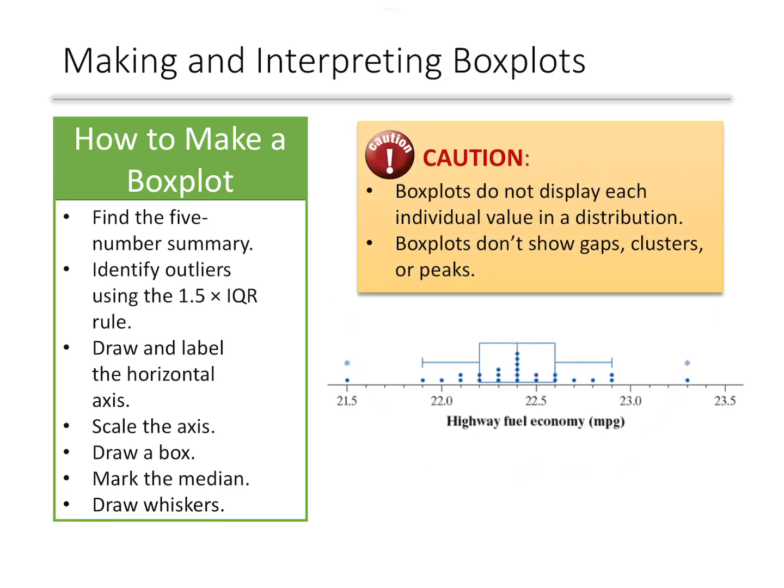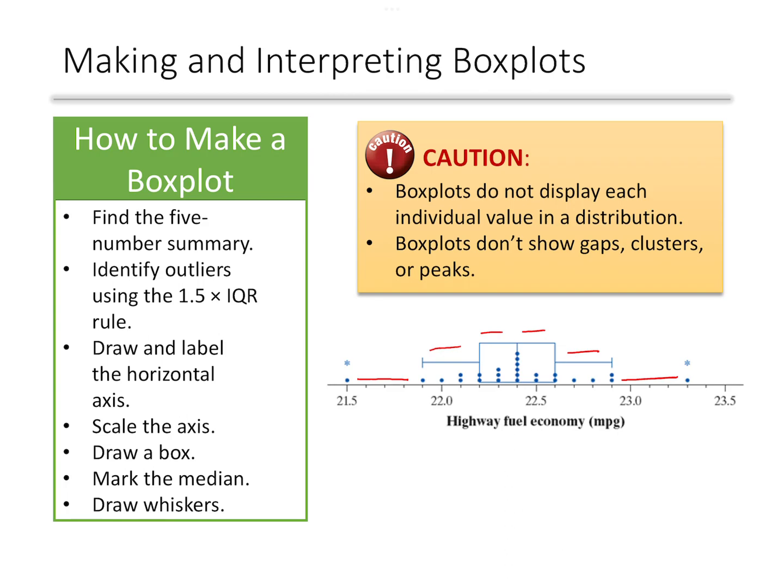A little bit of caution: box plots do not display each individual value, and box plots don't show gaps or clusters. You don't necessarily know what is going on in this distance. Also know that the box plot generally breaks our data into fourths, so there's 25% from here to here, 25 here, 25 here, and 25 here. When you have outliers, that distorts it a little bit, but it still works about the same way.